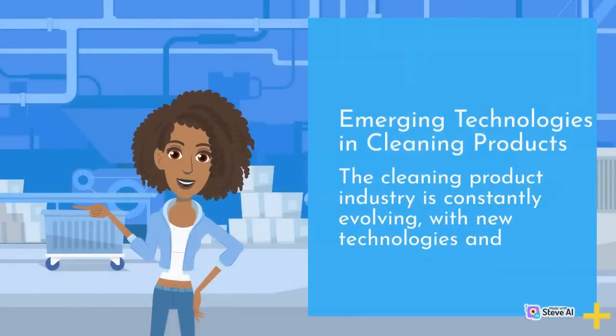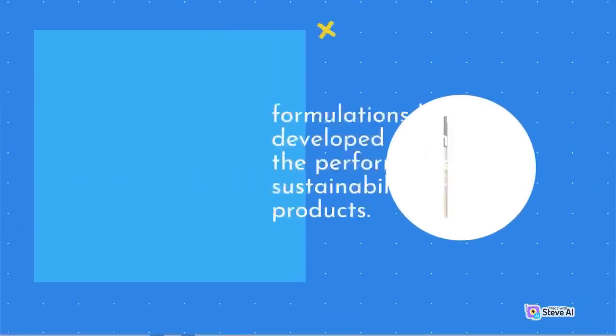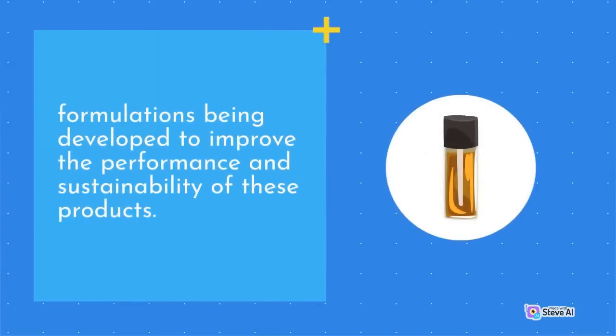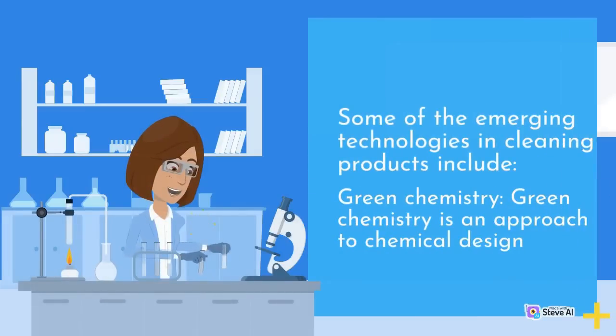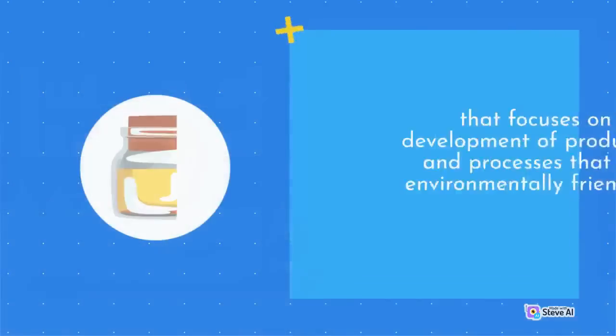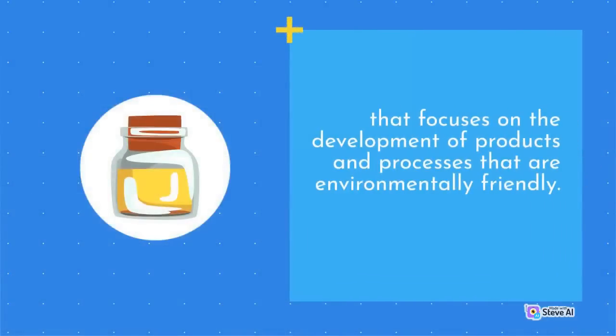Emerging technologies in cleaning products. The cleaning product industry is constantly evolving, with new technologies and formulations being developed to improve the performance and sustainability of these products. Some of the emerging technologies in cleaning products include green chemistry. Green chemistry is an approach to chemical design that focuses on the development of products and processes that are environmentally friendly.